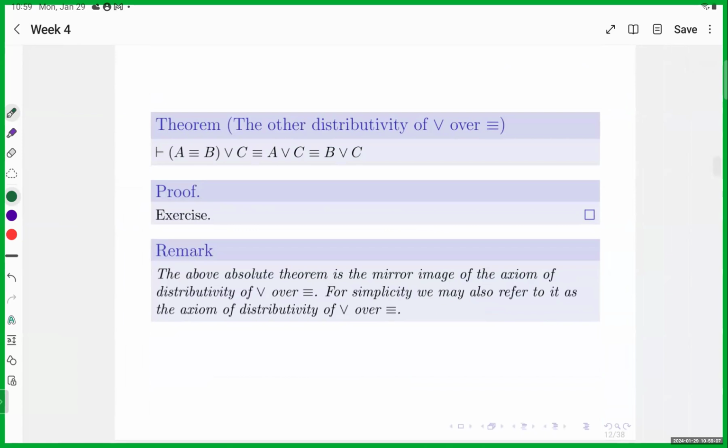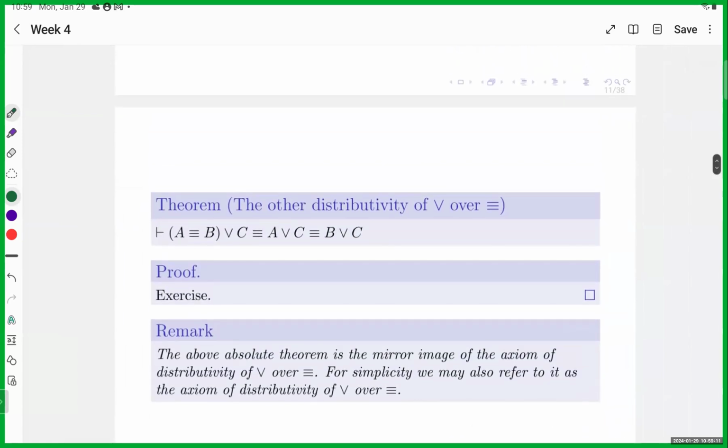Now, talking about distributivity, our distributivity told us that you can distribute or from the left side to an equivalence. This was an axiom, that A or (B is equivalent to C) is equivalent to A or B is equivalent to A or C.